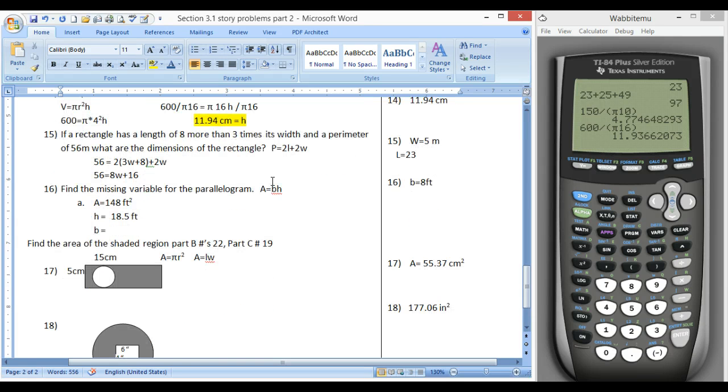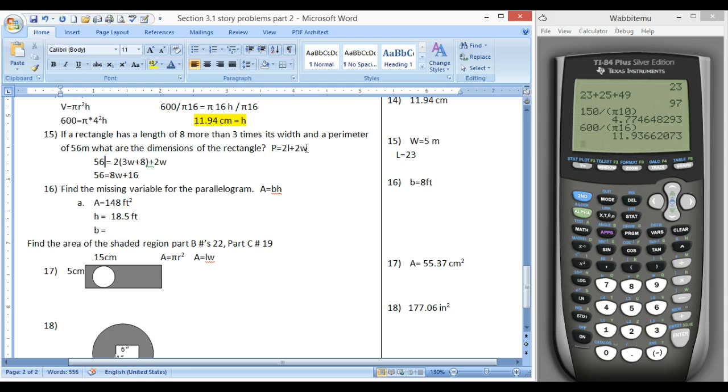Okay, the next story problem. If a rectangle has a length of 8 more than 3 times its width and a perimeter of 56 meters, what are the dimensions of the rectangle? Well, the first thing I did is give us the formula for perimeter, because that's something we know. And it told us the perimeter of the rectangle. So here's our formula found on the exam 2 formula sheet. And I went ahead and put in some of the things that I was told. I was told that the perimeter is 56 meters. So I'm going to put 56 for perimeter. Then I need 2 times L and 2 times W.